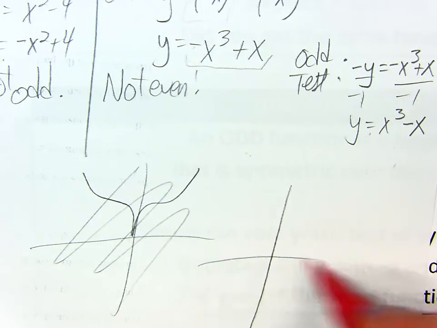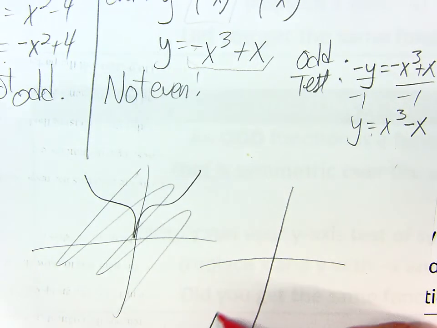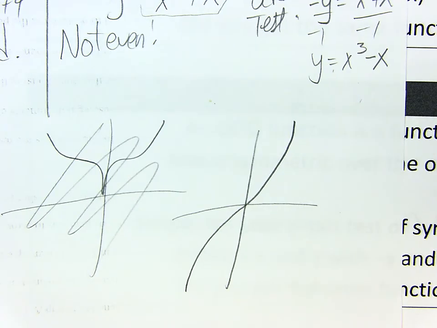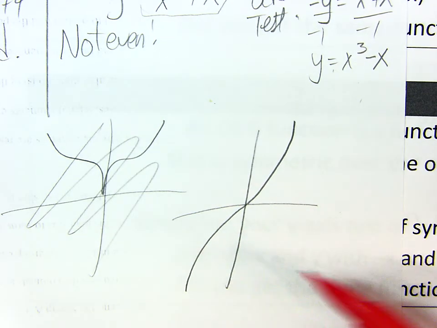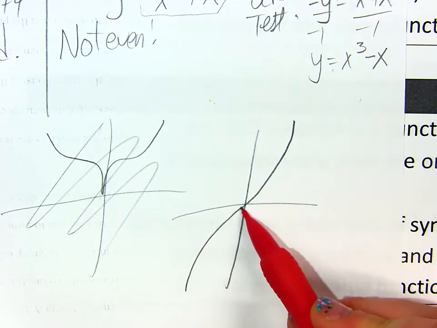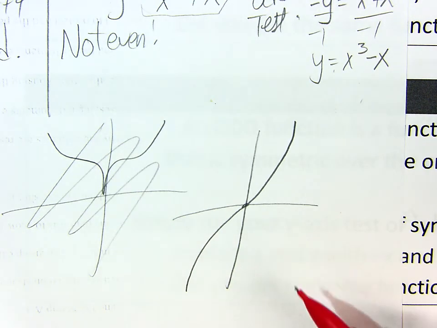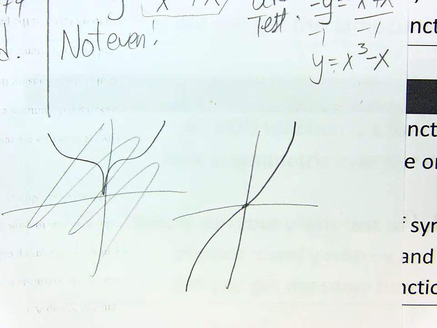Maybe something cubed. We could try. So that has, that's odd, right? Because that's reflected over the origin. If I took this and rotated it around, but is it even? If I fold that over the y-axis, do they match up? Just think about it. Think if there is such a thing that exists that lets you have both.